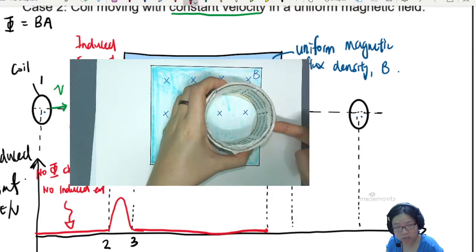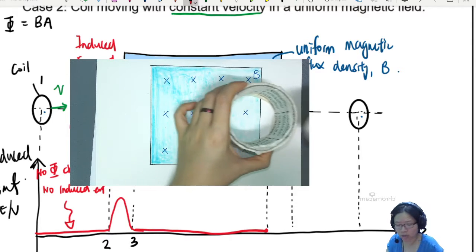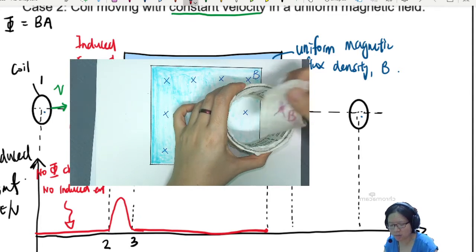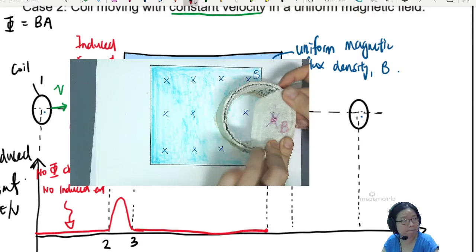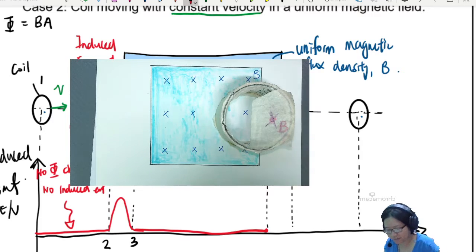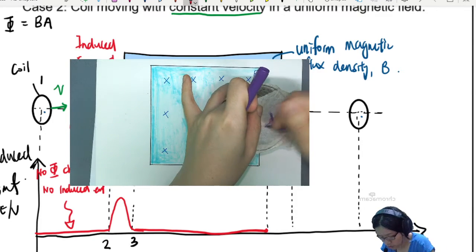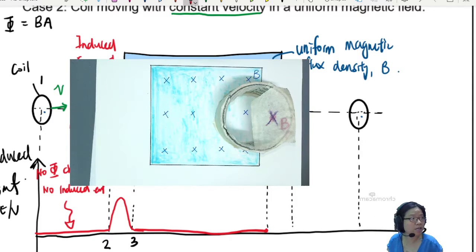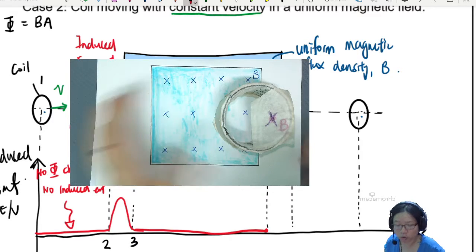From got flux to no flux, the coil doesn't like it, so it will oppose the change by making this cross magnetic field. Ignore the dot. It is the cross magnetic field. Okay, it is cross, right? So it will create this cross magnetic field to oppose the change.